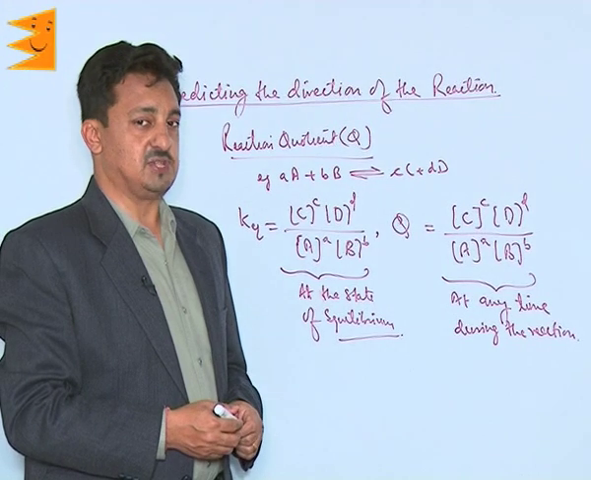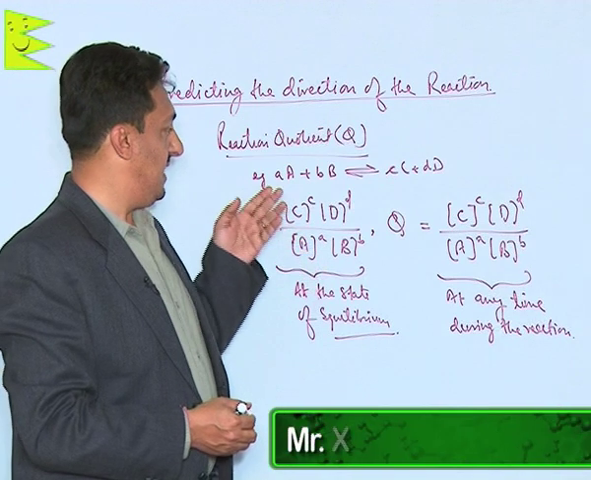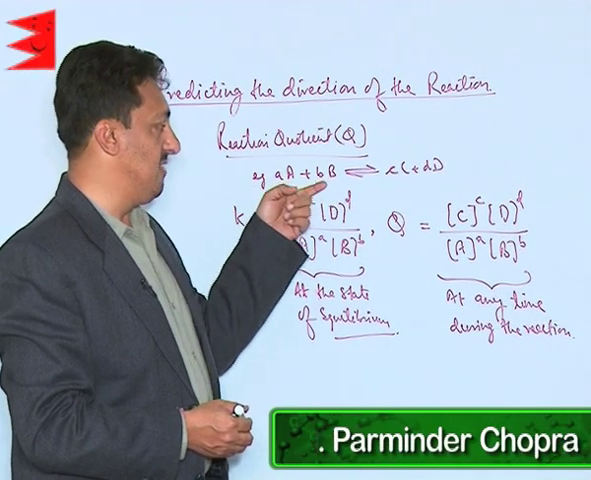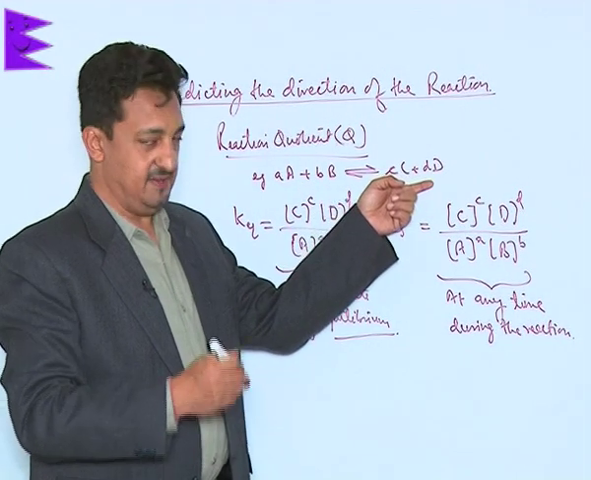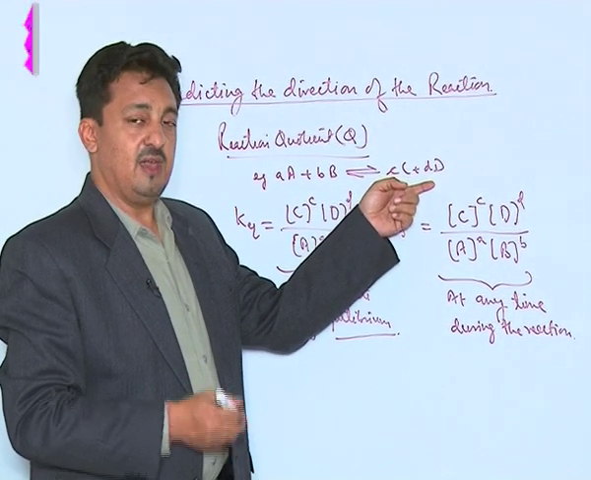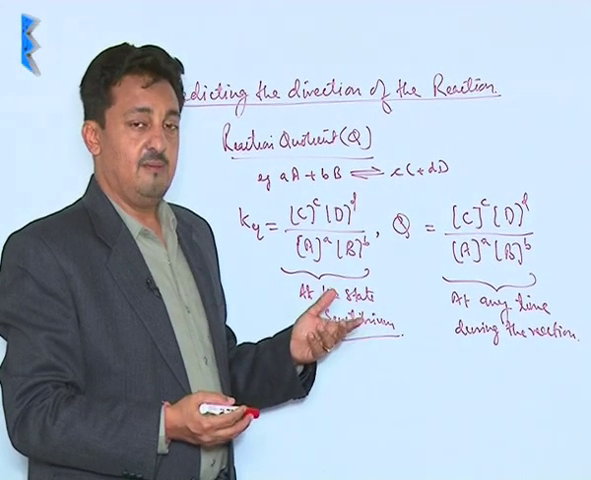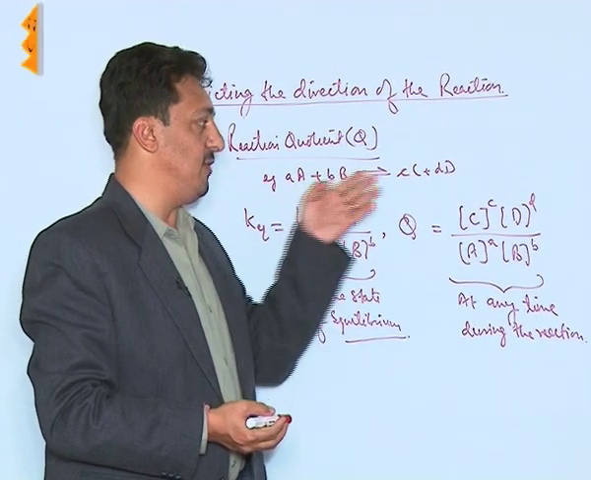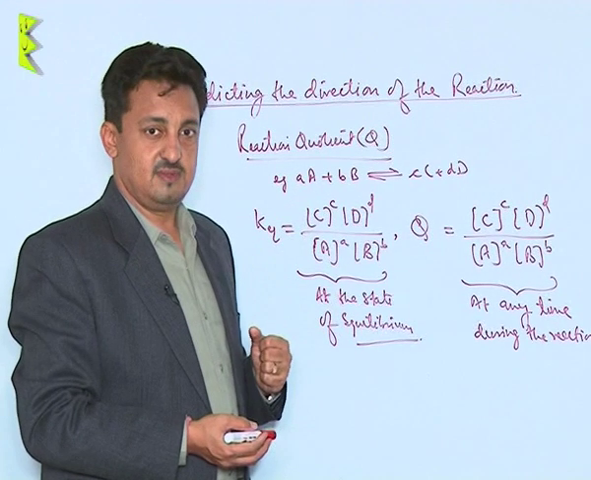Predicting the direction of the reaction. Suppose we are taking an example of this reaction in which a moles of A combines with b moles of B, and it is giving us c moles of C and d moles of D. Now, if the reaction is at equilibrium, it is fine. But where the reaction is actually proceeding, whether it is moving towards the forward side or towards the backward side, how can we predict this?